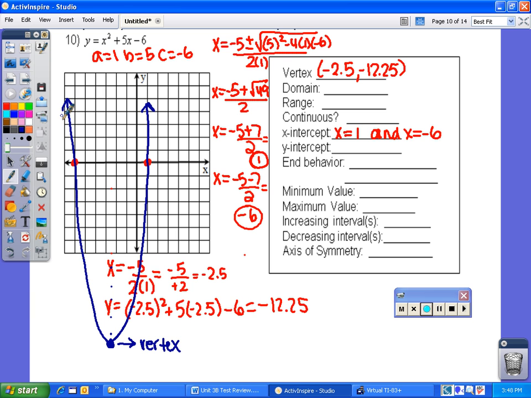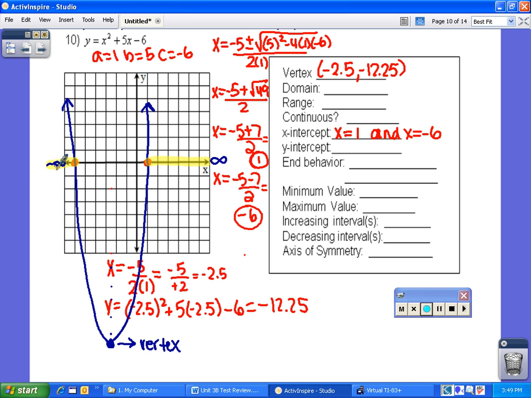Alright, first thing is domain and range. Domain is how far to the right and how far to the left. As you can see, the arrow tells us we're going to the right forever, that's infinity, and we're going to the left forever, that's negative infinity. So your domain is going to be negative infinity to positive infinity.